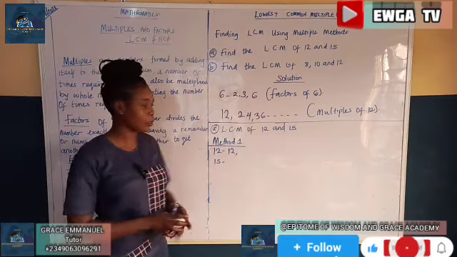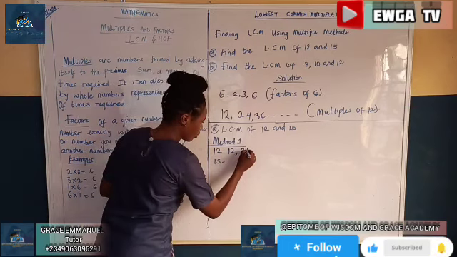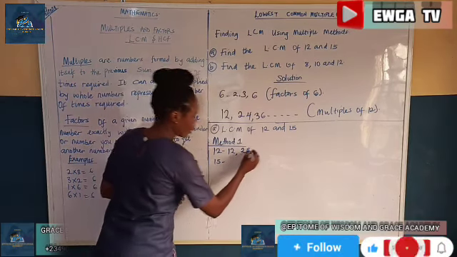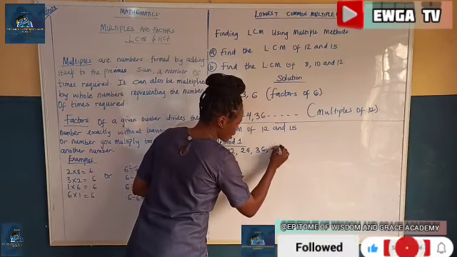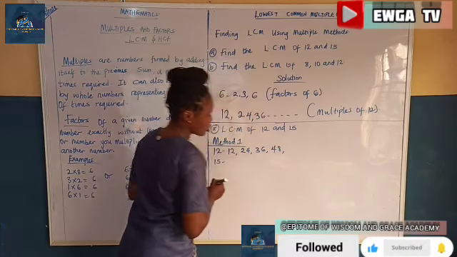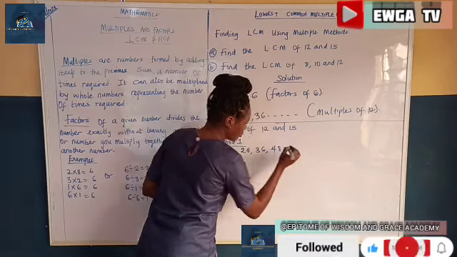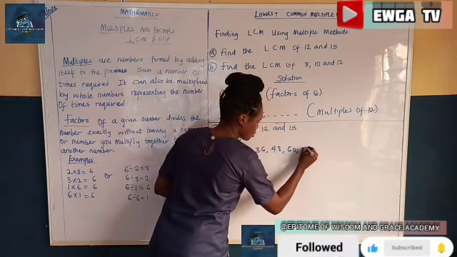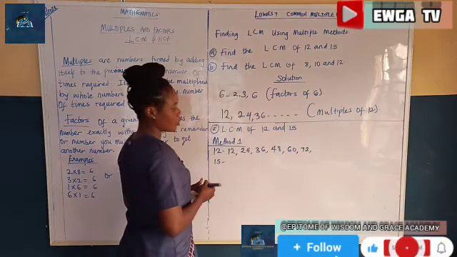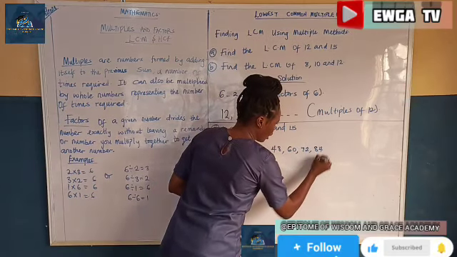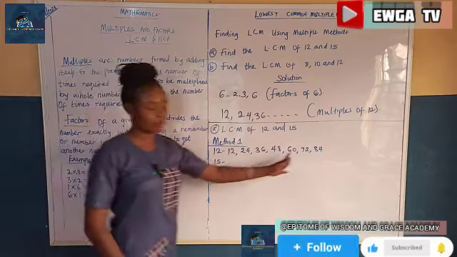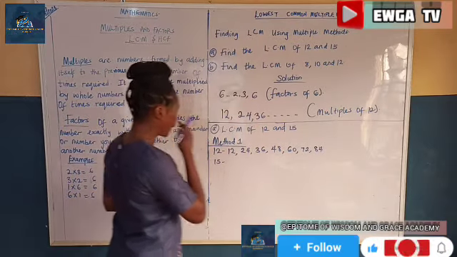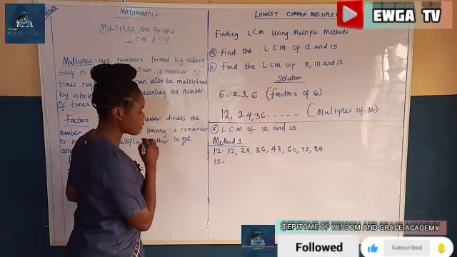Just by adding 12. 12 plus 12 we have 24. 24 plus 12 we have 36. 36 plus 12 we have 48. 48 plus 12 we have 60. 60 plus 12 we have 72. 72 plus 12 we have 84. Like that. And let's go to 15. You continue that way. Okay, let's go to 15.